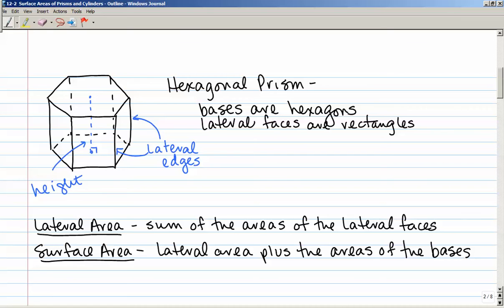The lateral area of a prism is the sum of all of the areas of the lateral faces. And the surface area is the lateral area plus the area of the bases. So in this case, the lateral area is just the area kind of around the outside. The surface area is the area of all of the exposed surfaces.